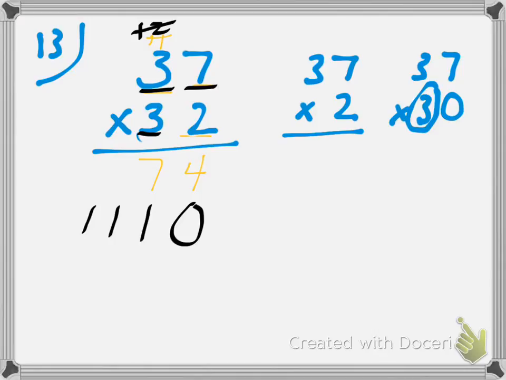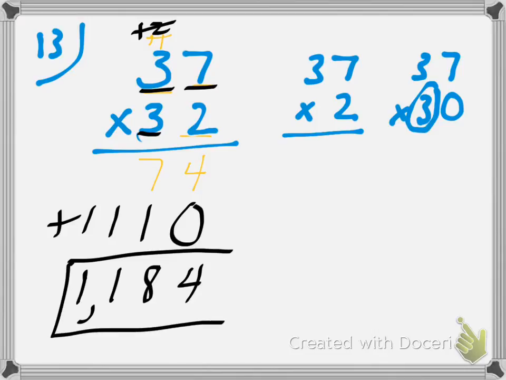to the end. Now we're going to add our partial products. We have 4, 8, 1, 1. 1,184. Now we're going to go on to number 14.